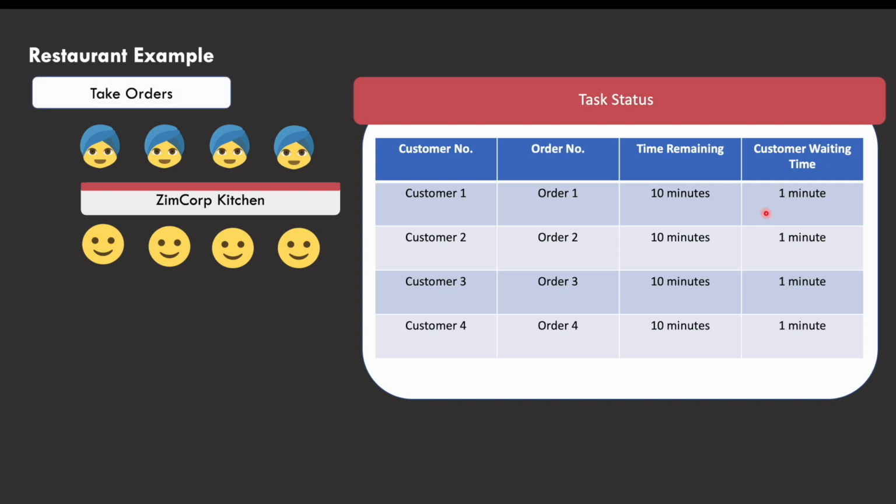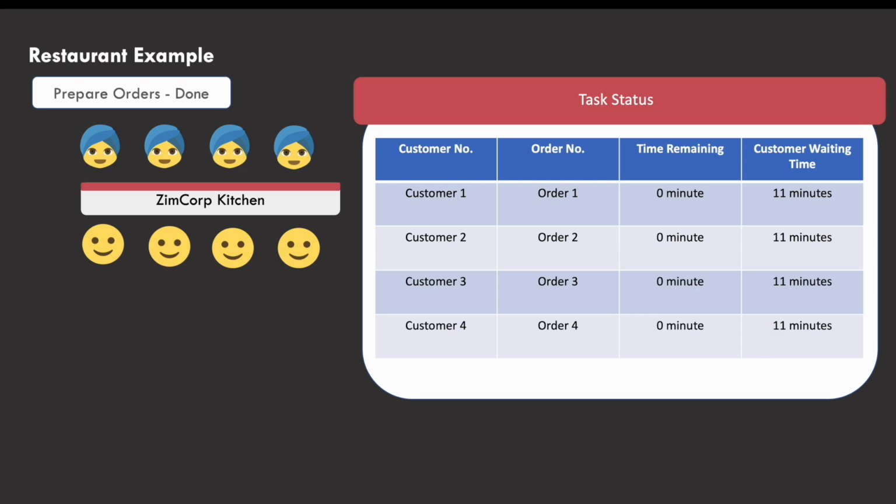So each chef takes the corresponding order. Chef 1 takes the order for customer 1, chef 2 for customer 2, and so on. All the customers have been waiting for 1 minute. The chefs prepare the respective orders. So all the orders are done, 0 minutes remaining. And the customers waited for 11 minutes, right? All the customers waited for 11 minutes.